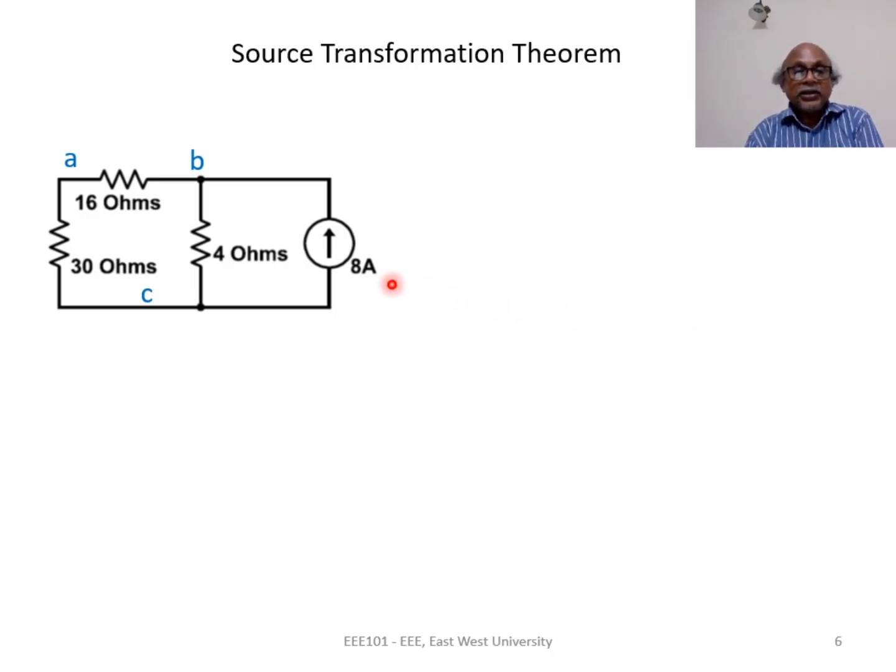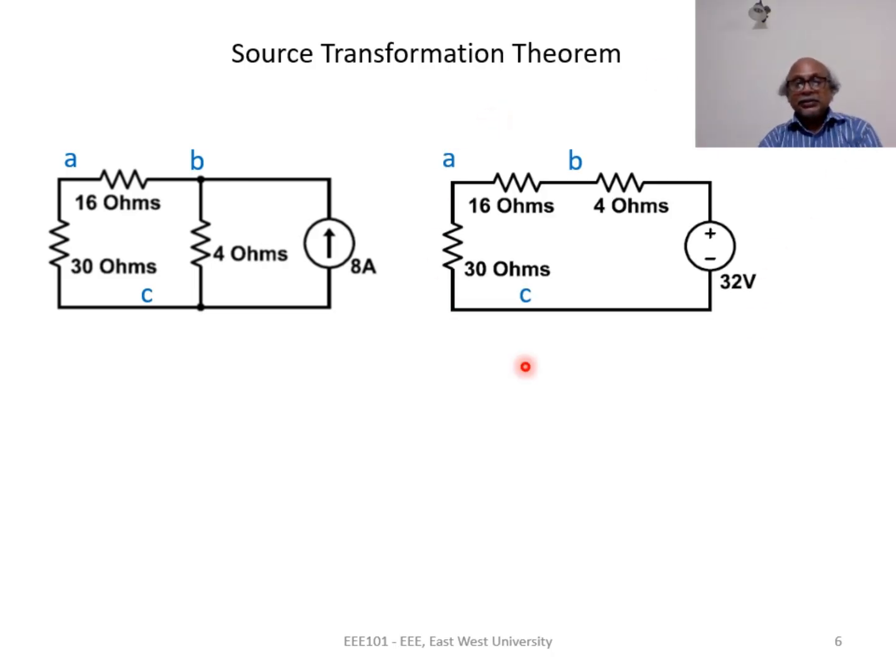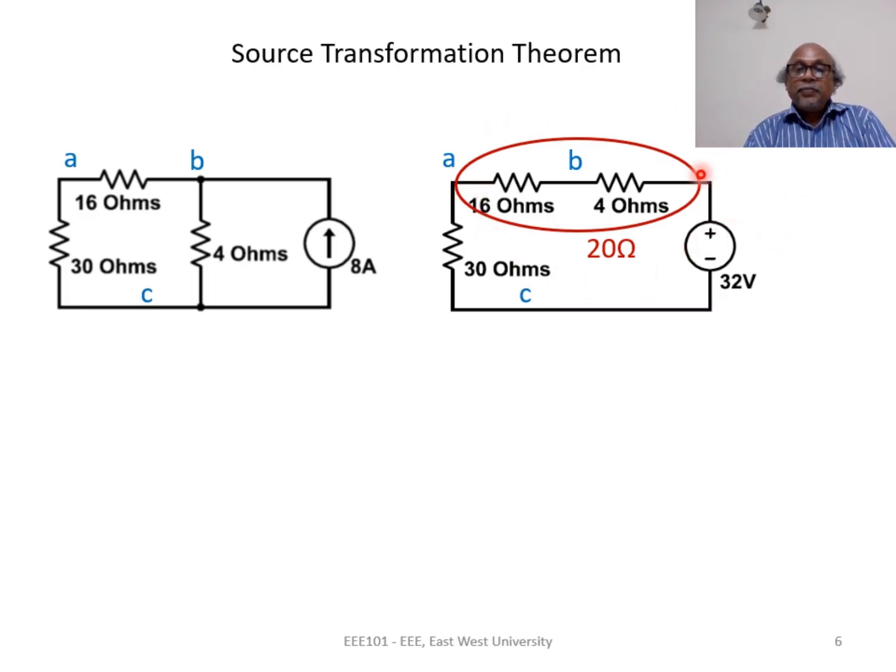The resistance value is 4 ohms, which is equal to Rp, and the voltage source value will be IpRp, that is 32 volts. So after the transformation, this is the circuit we get. Again, notice the plus of the voltage source. The plus is towards node B because the arrowhead of the current source is towards node B. After this transformation, we find that the 16 ohms and 4 ohms are in series with one another. We can combine them to get 20 ohms. And when we make this combination, node B vanishes.